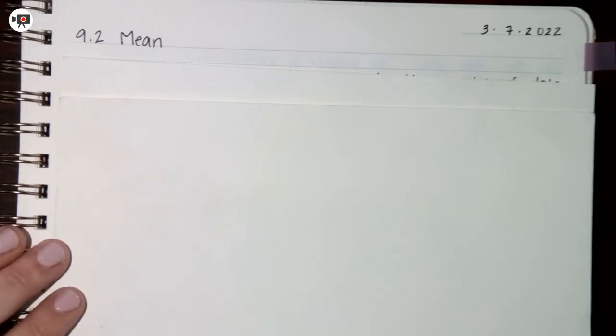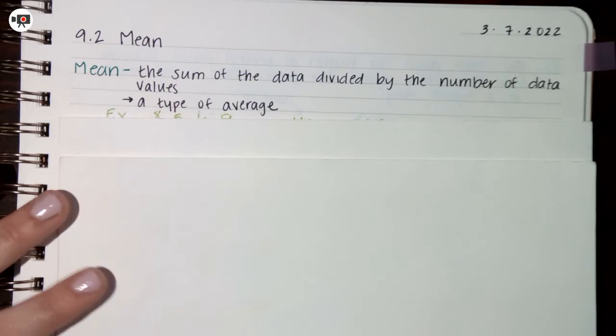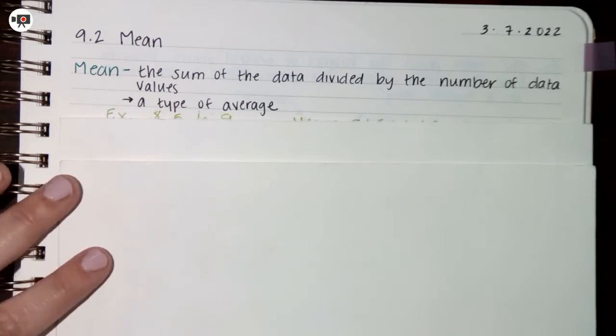This is 9.2 about the mean. The mean is the sum of the data divided by the number of data values. It is a type of average.